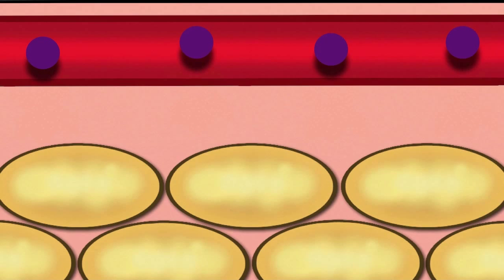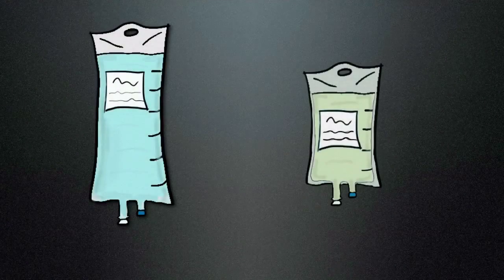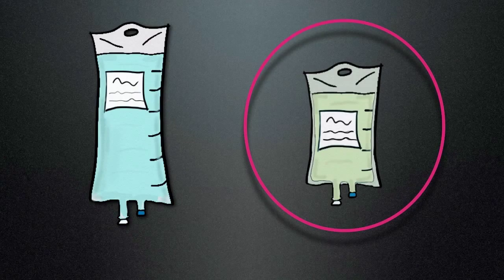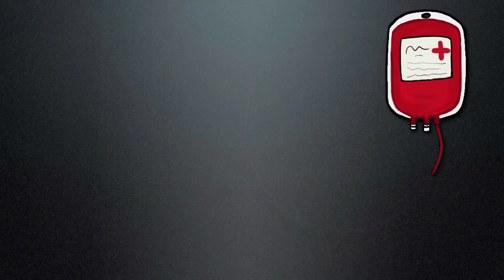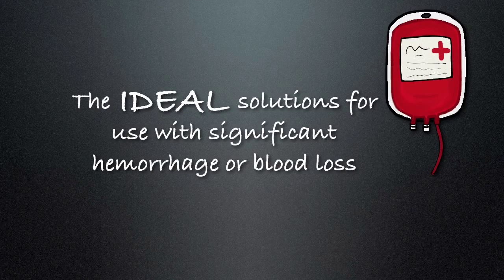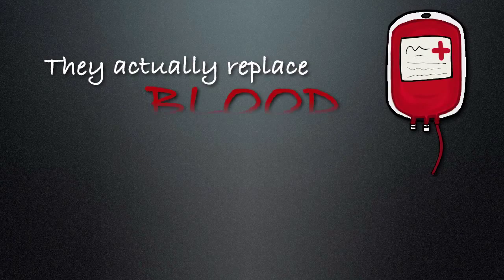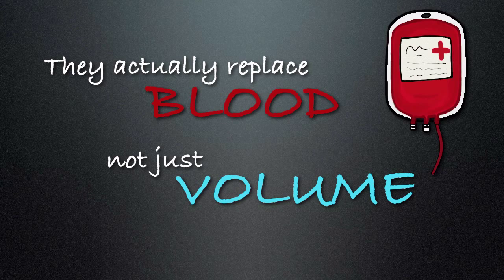Also, whole blood or packed red blood cells contain hemoglobin, which is able to carry and transport oxygen in the body. Because of this, you can probably see why colloids are better long-acting and more stable volume expanders than crystalloids, and blood or blood products are considered the most ideal solutions for use with severe hemorrhage or blood loss. This is because they actually replace some of the lost blood and blood molecules in the body, as opposed to simply replacing volume, which crystalloids and colloids do.